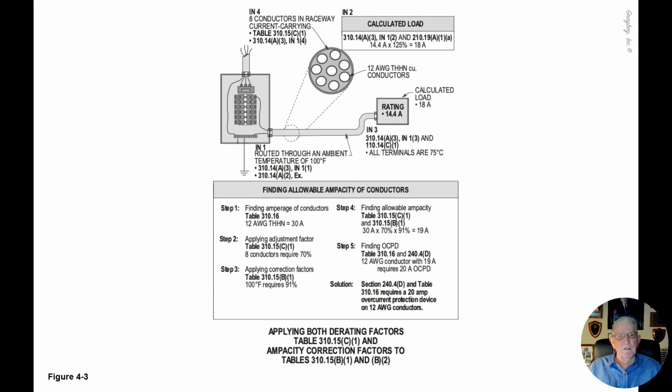So the solution is, based upon 240.4D and table 310.16, a 20 amp overcurrent device is required on the number 12 conductor, which would be good for 20 amps, and will supply the 18 amp connected and calculated load both in accordance with this illustration, figure 4-3.